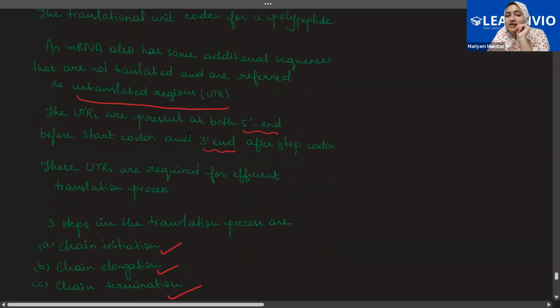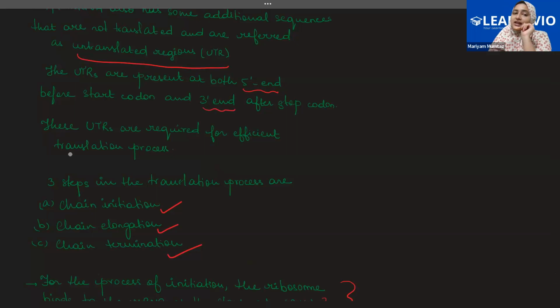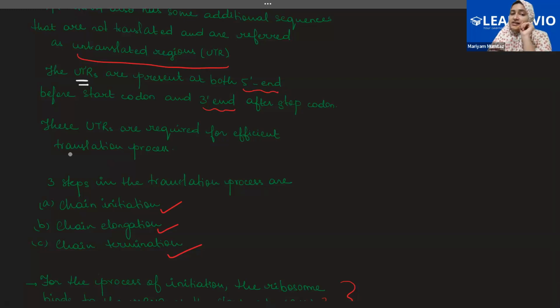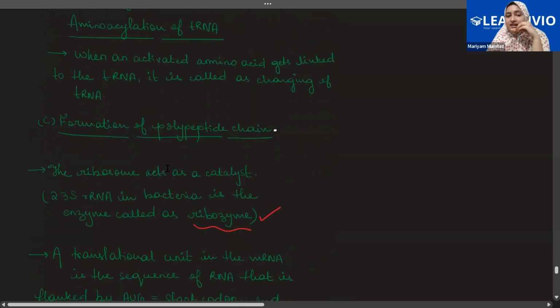Now, the UTRs are present at both the 5' end and the 3' end. When the untranslated region is present at the 5' end, it is present before the start codon. And when it is present at the 3' end, it is present after the stop codon. So this is the location of those areas in the particular mRNA sequence which will not get translated, or which will not get made into protein. So those are the UTRs, that is untranslated regions. Now, initially, these are the steps that take place before.